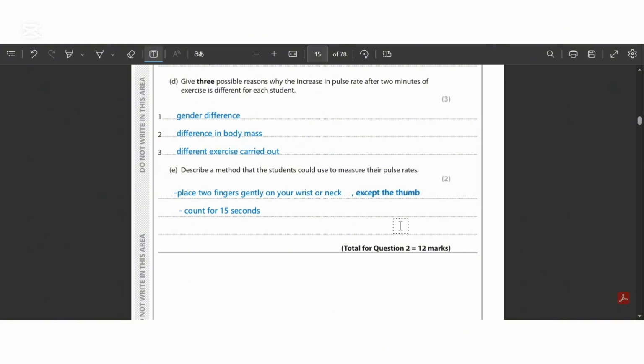When we are measuring our pulse rate, we must use the pointer finger and the middle finger to press on the wrist or the neck where there is an artery and count for 15 seconds, except the thumb, because the thumb might not give you an accurate reading. All right, so we have reached the end of this question.